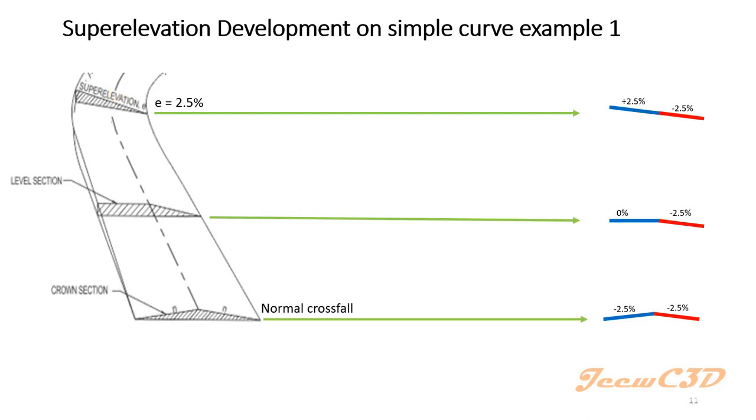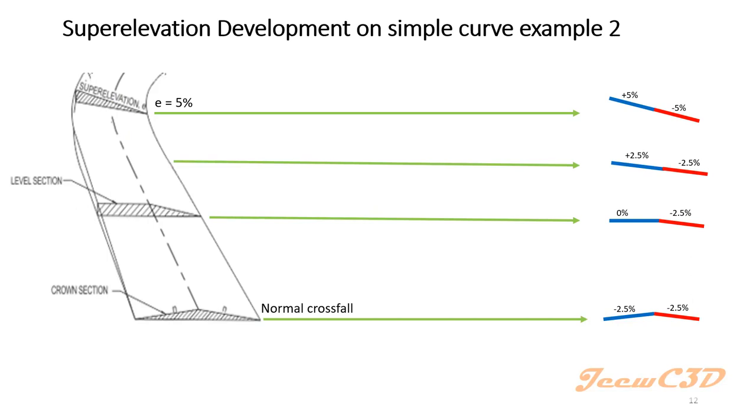So we will look at another example related to a simple curve. This time you have normal cross fall, and once you get the super elevation, your value would be plus 5. That is kind of a sharper curve. Your left side would be minus 2.5, and it would be rotated up to plus 5, and your right side is going from minus 2.5 to minus 5.